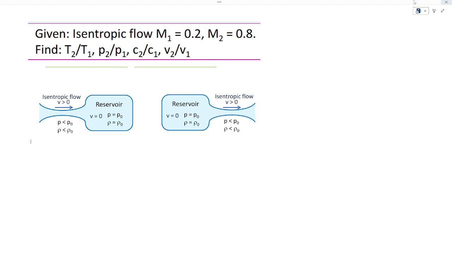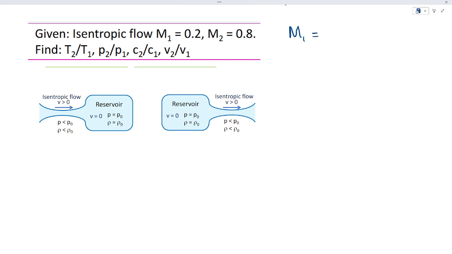Hello, everyone. Today, let's take a look at this question from isentropic flow with different Mach numbers of flows. Let's find T1 over T2, P2 over P1, C2 over C1, and V2 over V1. Let's start by putting out all the parameters.